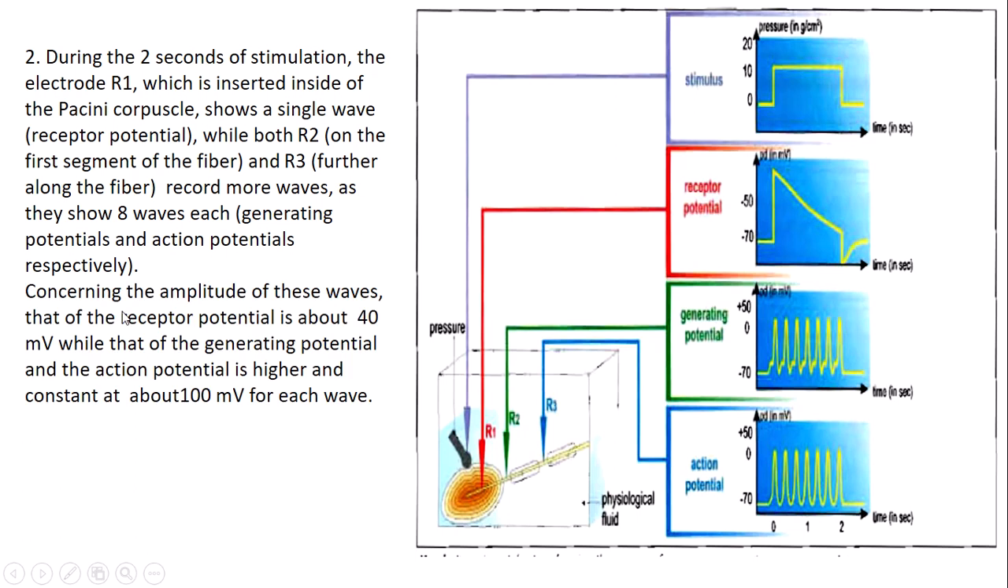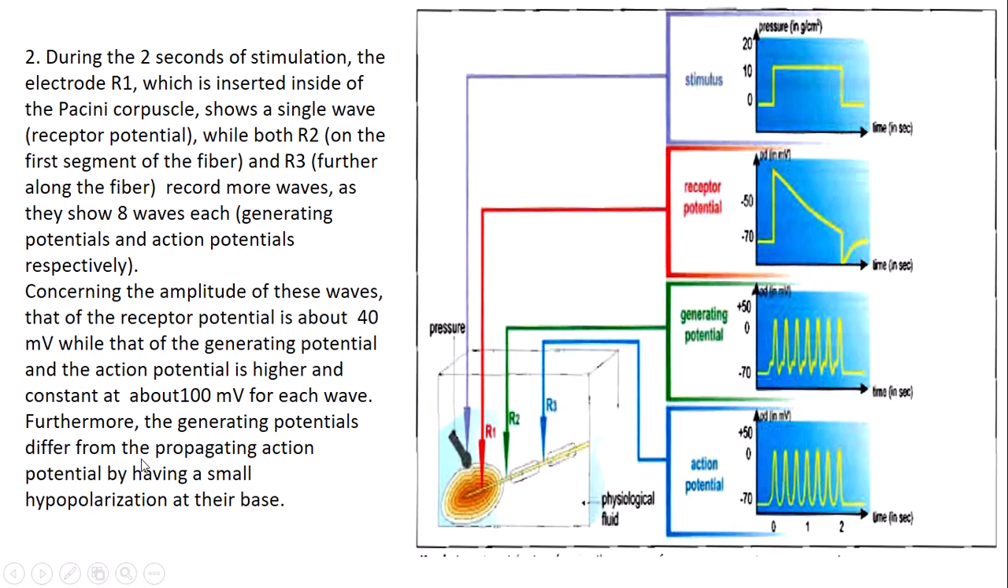Now, concerning the amplitude of these waves, that of the receptor potential is about 40 millivolts. It starts from minus 70 and reaches approximately here, approximately minus 30, so it's 40 millivolts. While that of the generating potential and the action potential is higher and constant at about 100 millivolts for each wave, starting from minus 70 to about plus 30. Furthermore, the generating potentials differ from the propagating action potentials by having a small hypopolarization wave at their base. So there you have it.